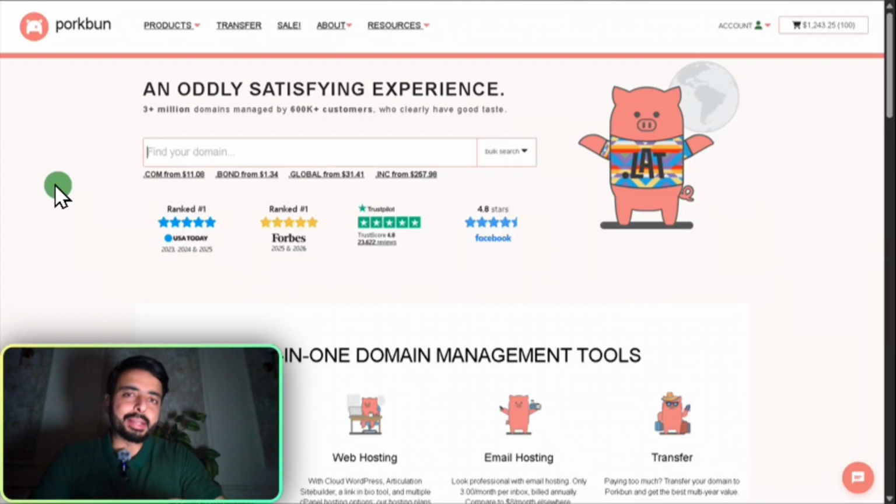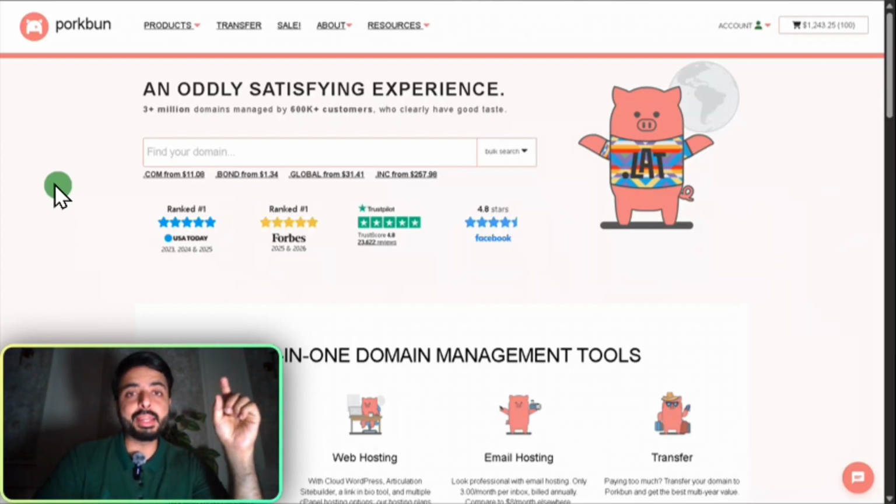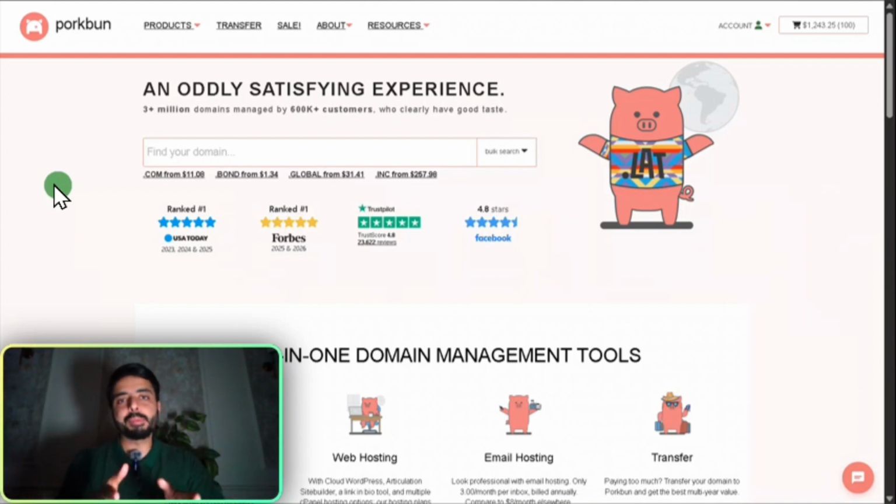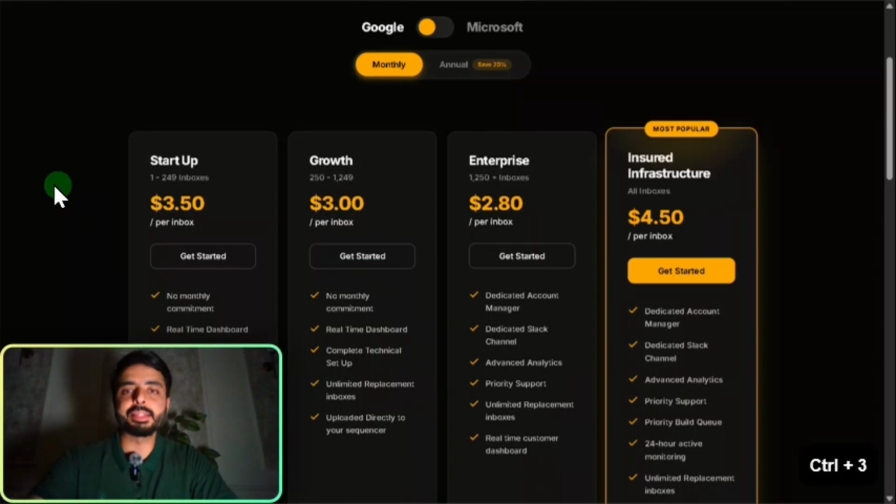And you can also do comparison. You don't have to take my word for it. You can search for a domain in GoDaddy and check out the price that they are offering, and then you can search for the same domain here in Porkbun and do the comparison yourself. You will understand why I'm recommending this.